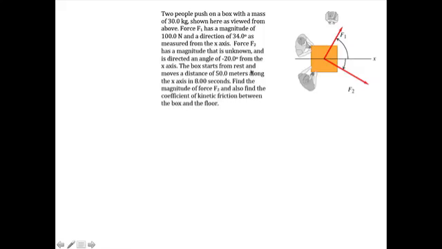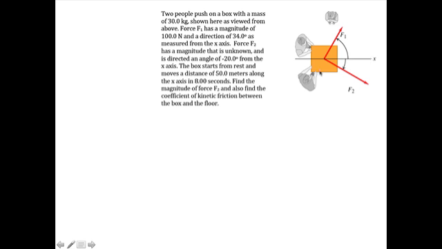Hi everybody. Here's a description of how to do the problem involving Newton's laws from exam 2. Two people push on a box with a mass of 30 kilograms, shown here as viewed from above. So here's the two people pushing on a box. We've got somebody supervising over here, and they push on it in such a way that the box starts from rest and moves a distance of 50 meters along the x-axis in 8 seconds. So it starts from rest and it moves in this direction a distance of 50 meters in 8 seconds.